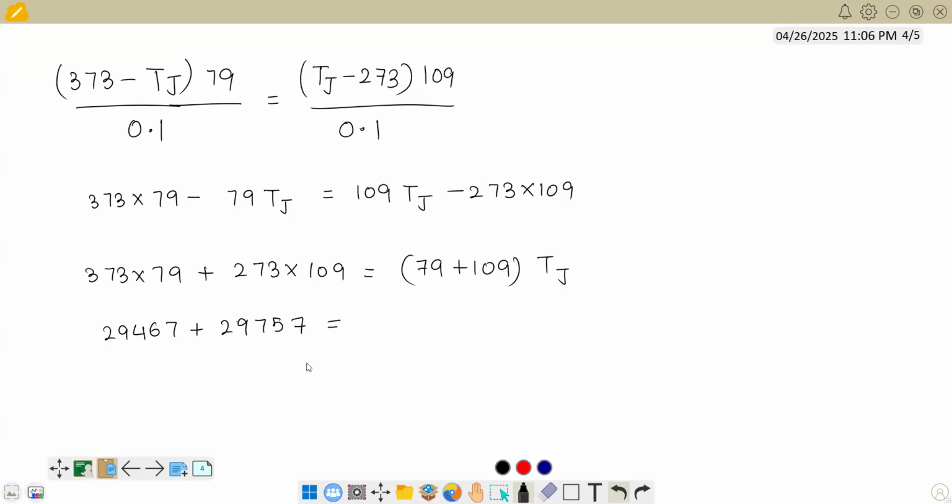So this would be 79 plus 109, so it would be 188 into T junction. So from this, T junction would be 29467 plus 29757. So you'll get 59224 divided by 188. So 59224 divided by 188 would be 315.02 Kelvin. So the final answer on solving this, you got it as 315.02. So approximately I can write this as 315 Kelvin.